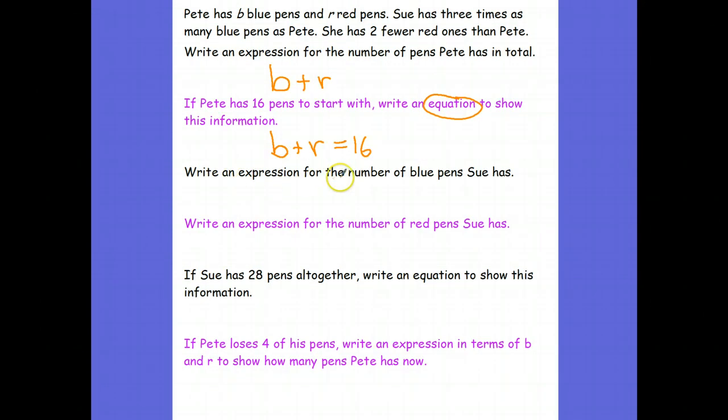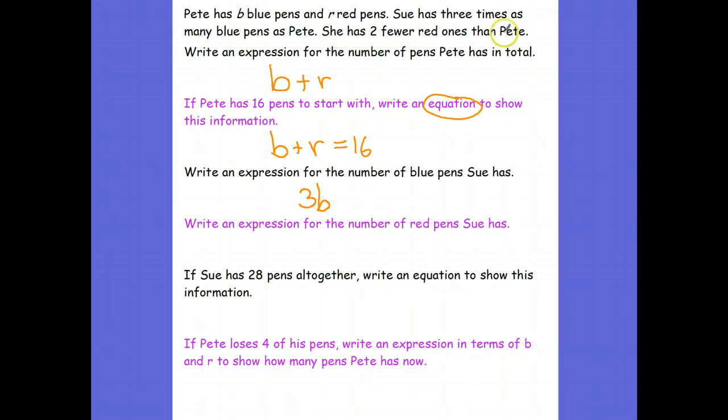Okay, third one, write an expression for the number of blue pens that Sue has. Well, Sue has 3 times as many blue pens as Pete. If Pete has B blue pens, Sue has B times 3. But algebraic conventions say we write the number first and we don't write the multiply sign. So the correct way to write the expression for that is 3B.